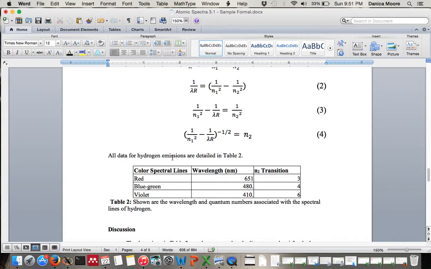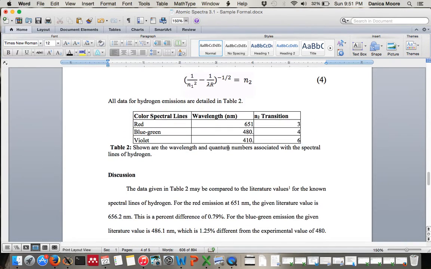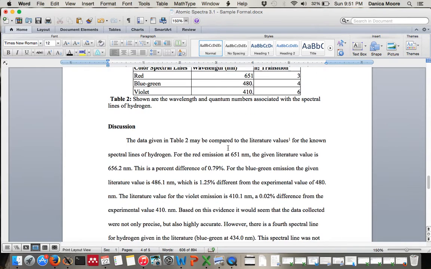All data for hydrogen emissions are detailed in Table 2. So here's my Table 2. I have my color of the spectral line, the wavelength of the associated spectral line, and then the N transition, and then my table description. And that's it. Those were all of my results, so pretty small section for this experiment.